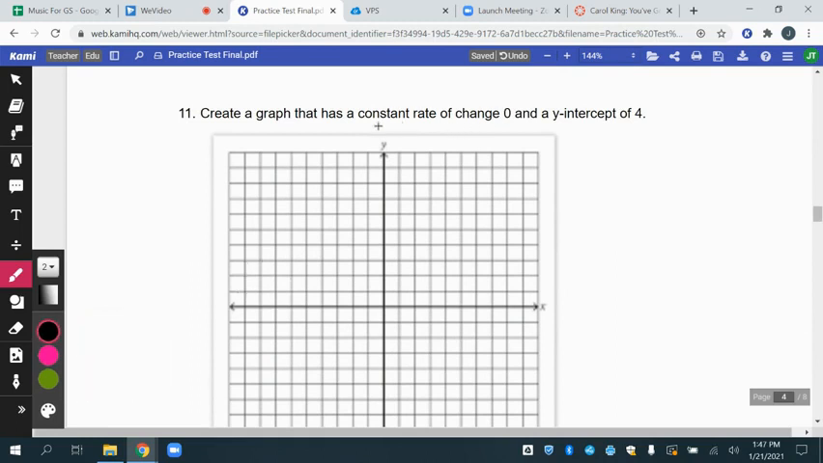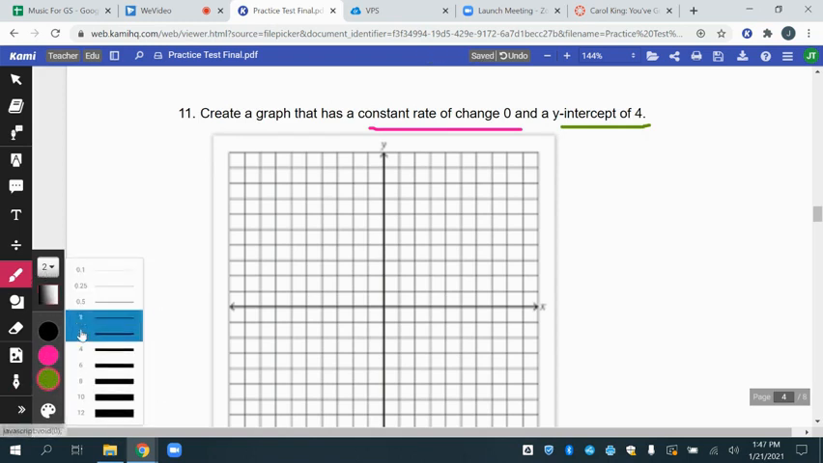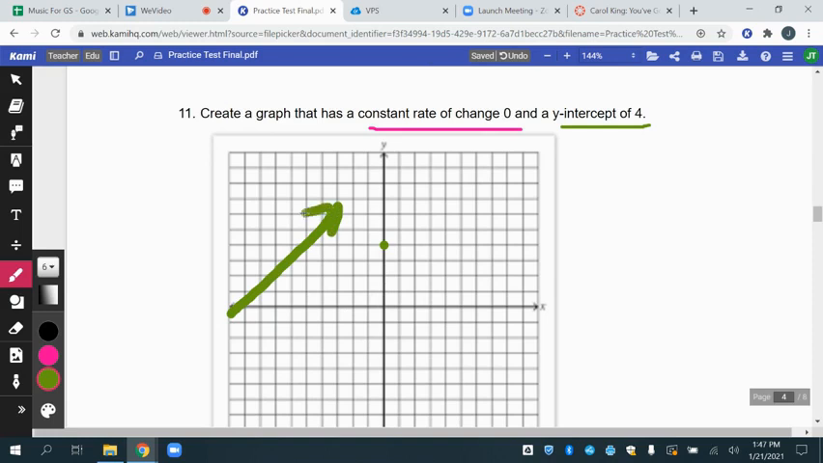The next one has a rate of change of 0 and a y-intercept of 4. Let's find our y-intercept. That's right here. 1, 2, 3, 4. Boom. And constant rate of change of 0 means, well, this would mean positive rate of change. That would mean negative rate of change. In between positive and negative is 0 rate of change, meaning it's not going up or down. This line will not go up or down.